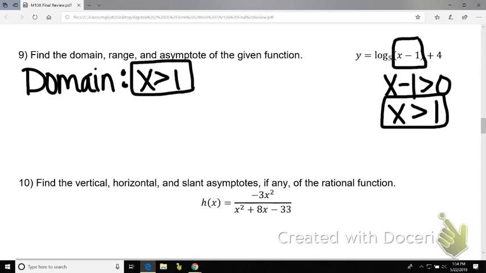Now your range, I almost wrote the answer. All real numbers. Yeah. How did you guess it was all real numbers?